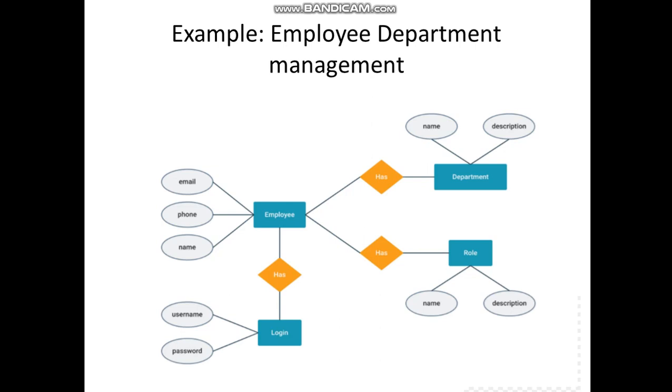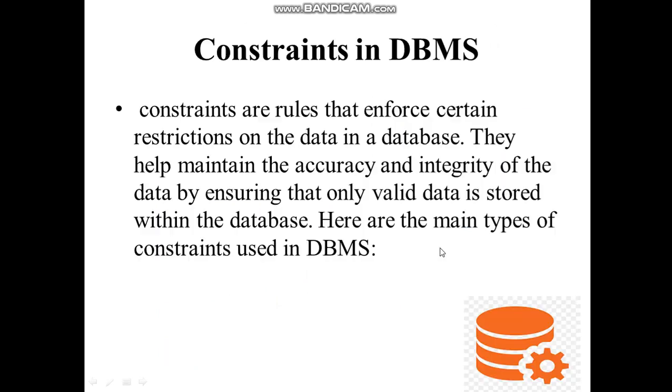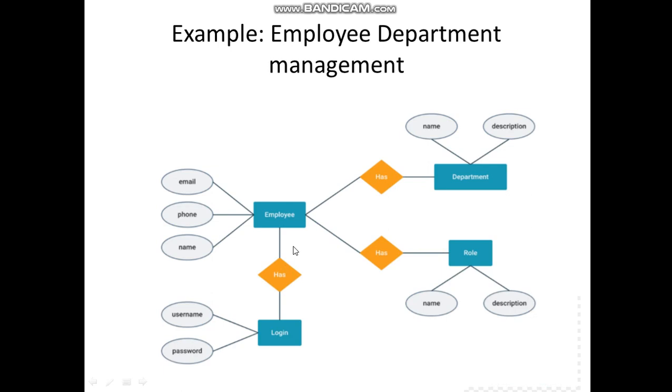Clear? Now here I have not written cardinality. You have to write one department has many employees, one employee has one role, and one employee has one login. Okay, so these are the mapping cardinalities. Okay, clear?